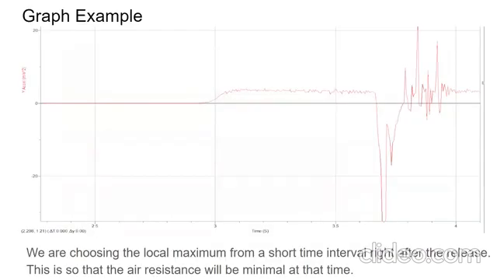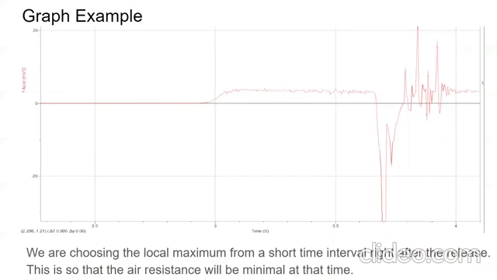Since air resistance is a velocity-dependent force, it increases as velocity goes up. To have the minimum impact of it on our acceleration, we will have to take the acceleration at the beginning of the fall. We take the first highest peak as our acceleration, since our car will first reach its maximum acceleration before getting affected by air resistance.